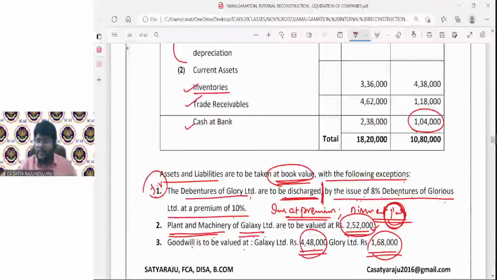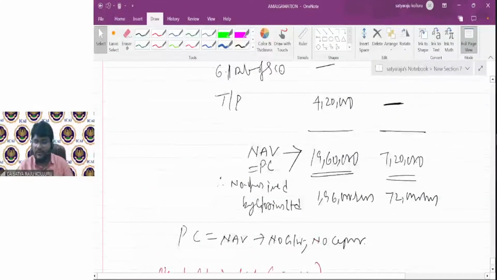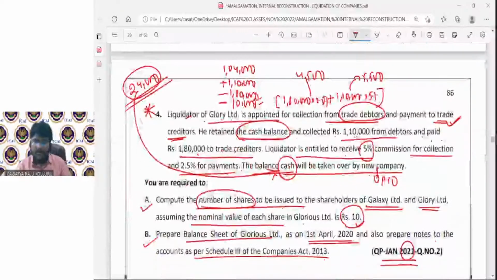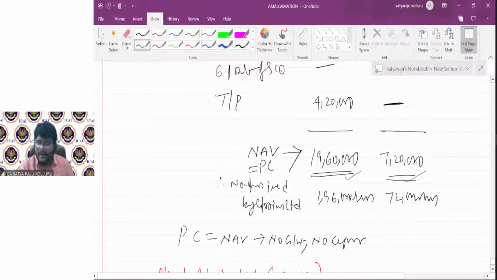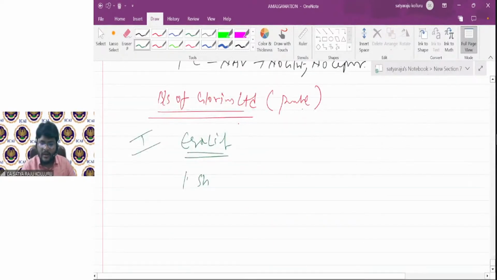Now, while working out the share capital, you should check how the purchasing company issued it. Right now itself, the information is clearly given. If nothing is mentioned, the entire purchase consideration is going to be issued in the form of equity shares only. That's why here 19,60,000 equity share capital, here 7,20,000 equity share capital. Total share capital, how much is it? 19,60,000 plus 7,20,000, so total it will become 26,80,000. Share capital number one will be 26,80,000, which is nothing but PC only.